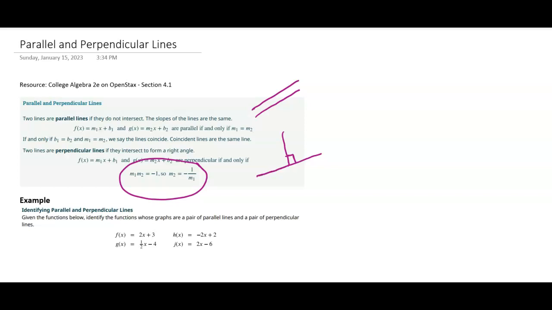So let's just say that I know that this is positive 1/4. And so therefore, this line right here, M2, the slope of line 2, would have to be -1 over 1/4. If I multiply by the reciprocal here, I get -4.